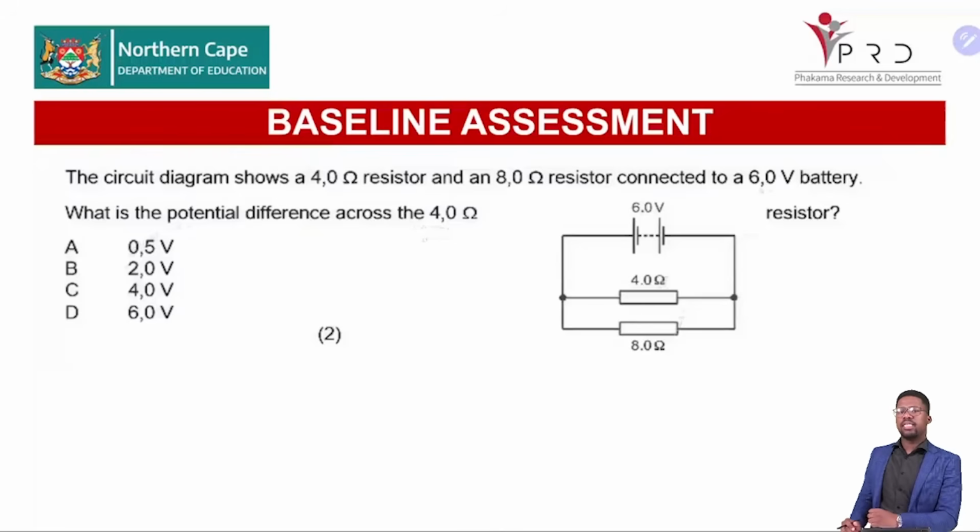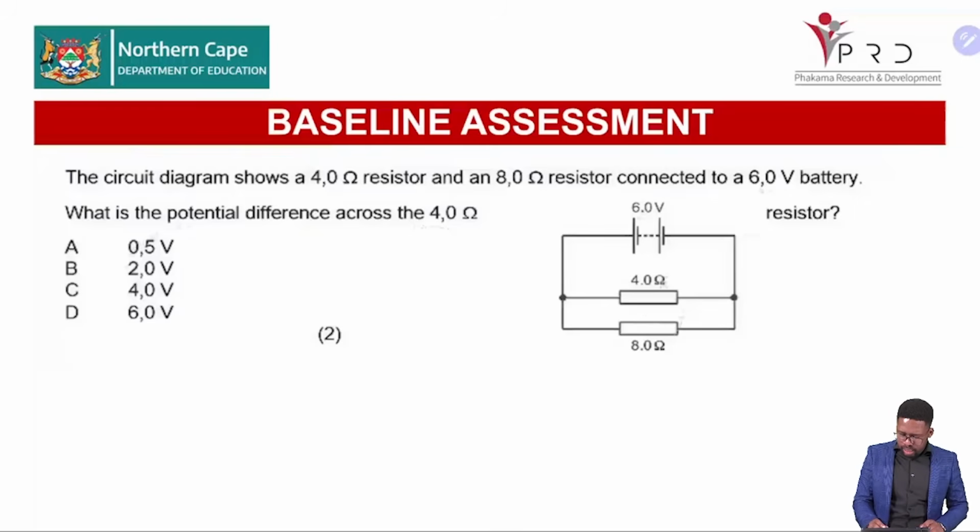So, we know that in series, the current is the same, but the potential difference is divided. In parallel, the current is divided, but the potential difference is the same. So you must look at this connection. You look into it and say, are these resistors connected in series? If your answer is no, it means they are connected in parallel. So in parallel, the current is divided, the potential difference is the same.